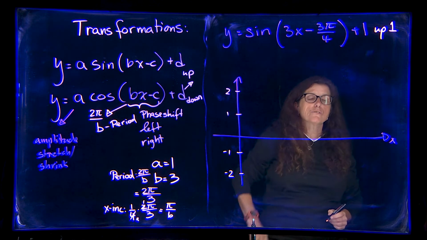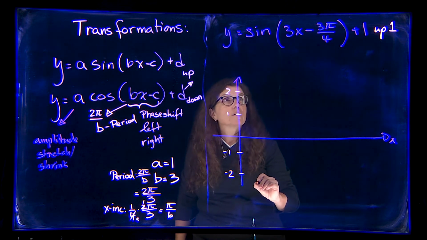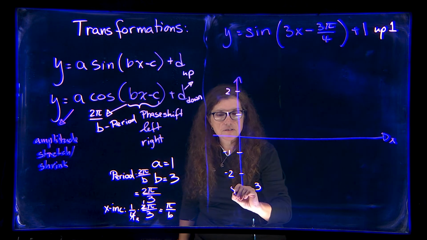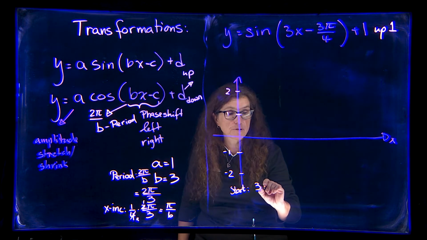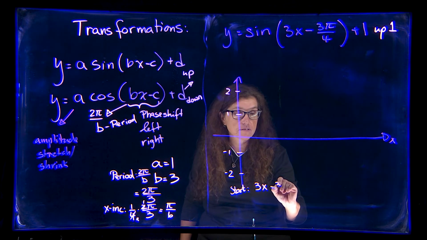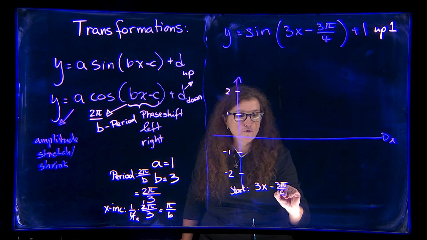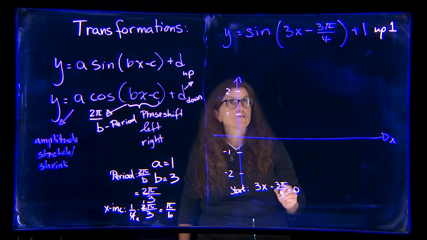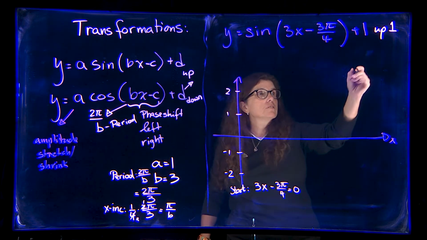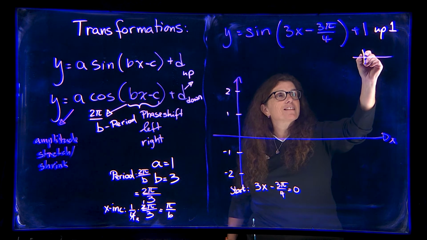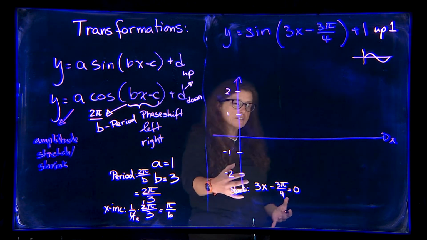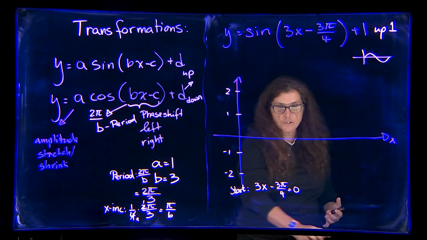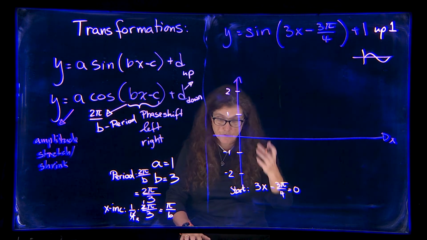So to get our starting point, we set the parentheses, the start of this graph. We set the parentheses 3x minus 3 pi over 4 equal to 0. Why equal to 0? Because the basic sine function starts at 0. So we got to get a new starting point. So of course you solve this one for x.